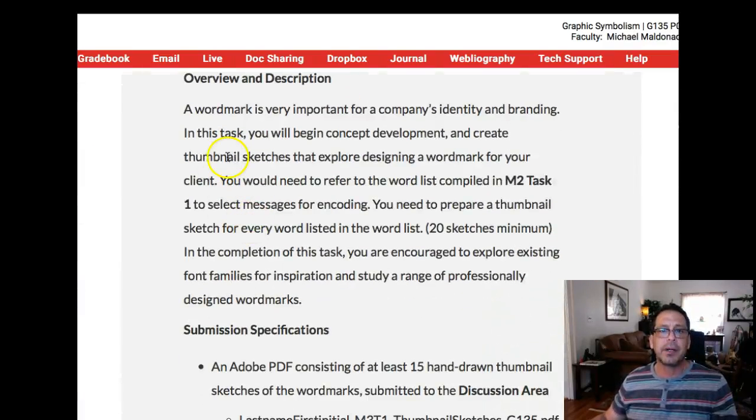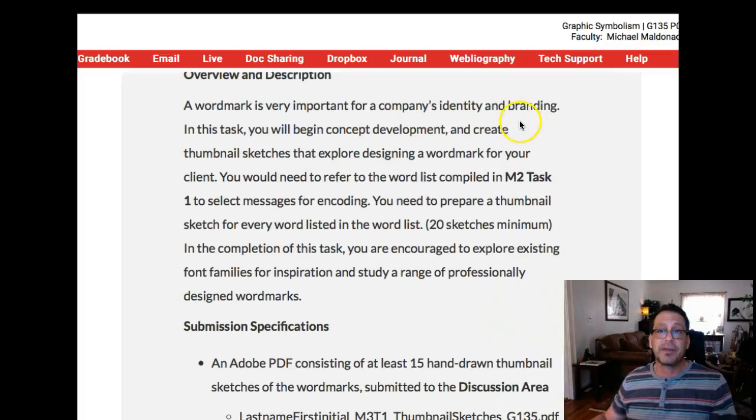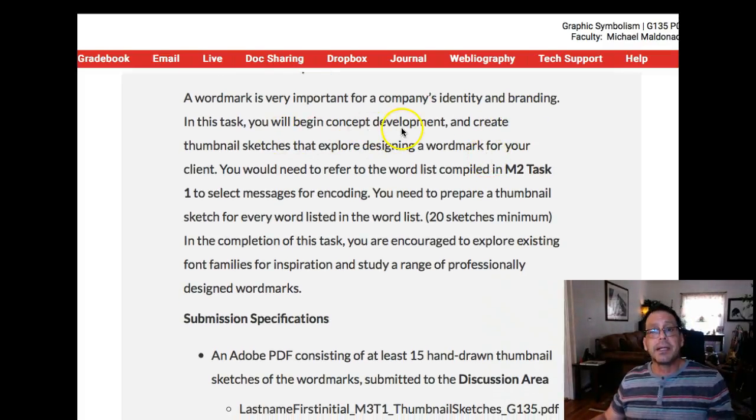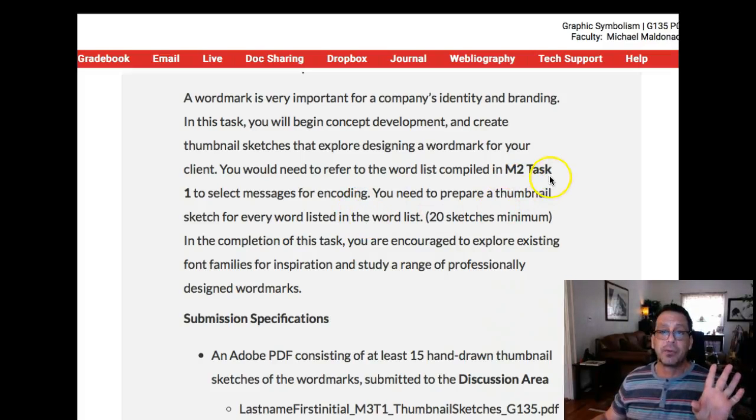So let's go back up here. A word mark is very important for a company's identity and branding. You will begin concept development and create thumbnail sketches that explore designing a word mark for your client. You will refer to the word list. So you're going to take your word list from Milestone 2, Task 1, and take each of those words and create a word mark for your client.